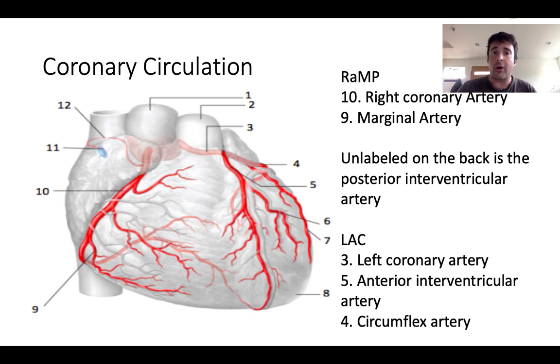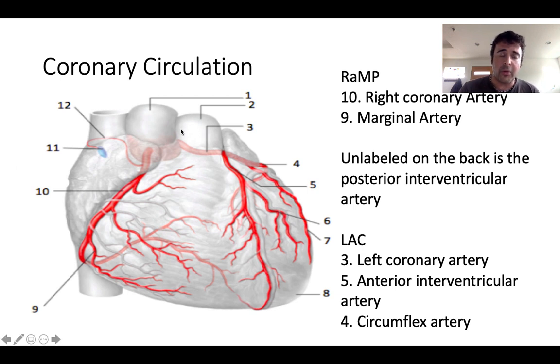The cells of the heart, the contractile cardiac muscle cells, are really efficient at extracting oxygen from blood because they have this protein, this pigment similar to hemoglobin called myoglobin. So the heart itself needs a huge amount of blood, and blood flow to the heart is really important.